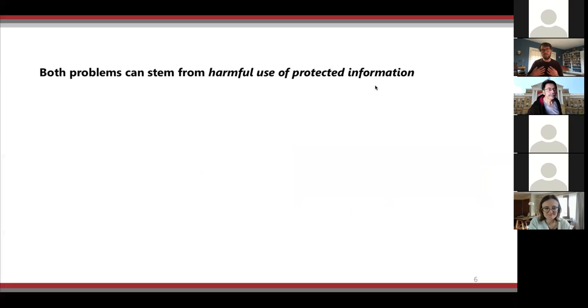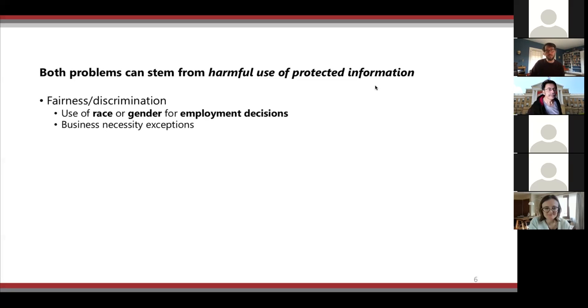So in the first part of the talk today, I'm going to describe how we can characterize privacy and fairness issues in machine learning models as stemming from harmful use of protected information. Right. So when it comes to problems of fairness or discrimination, this might mean, for example, using race or gender to make employment decisions. Right. Of course, it's rarely as black and white as, you can never use race to make any employment decision ever, right? There can be business necessity exceptions.